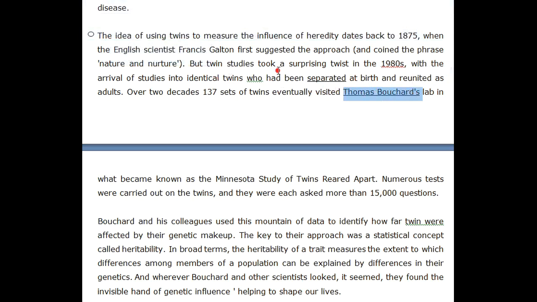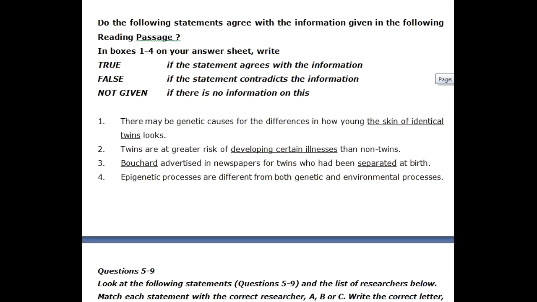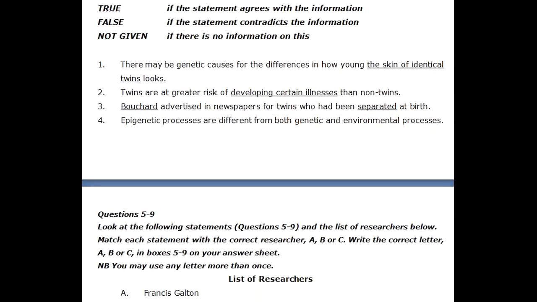So let's go back. Twin studies took a surprising twist: the arrival of studies of identical twins who had been separated at birth and reunited as adults over 2 decades. 137 sets of twins eventually visited Thomas Bouchard's lab in what became known as the Minnesota study. Numerous tests were carried out on the twins, but no mention of advertisement. That means this answer is not given. Although you have found the keywords, they're not saying whether it has been advertised or not.